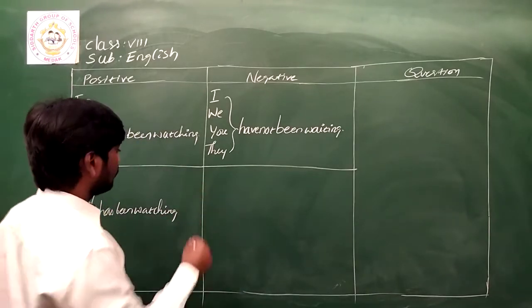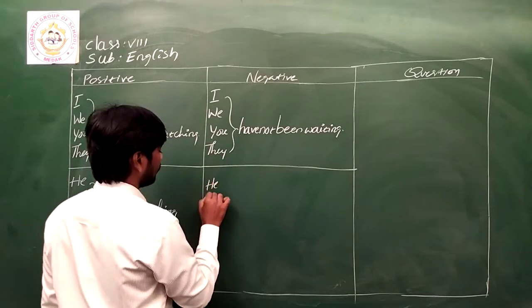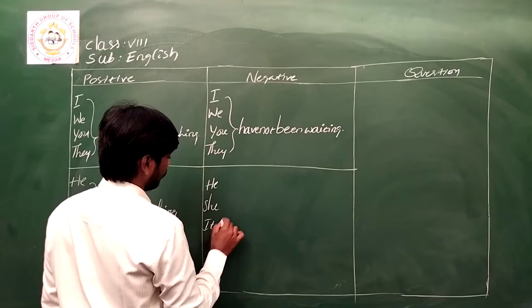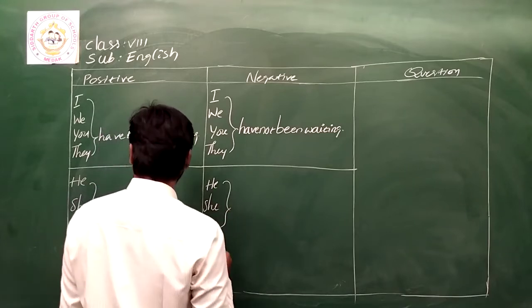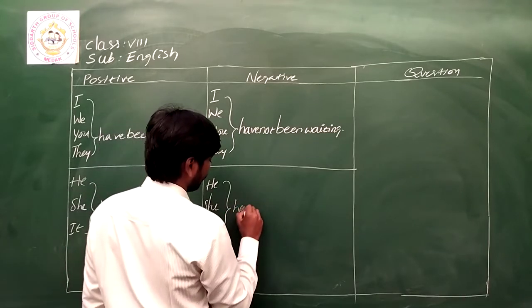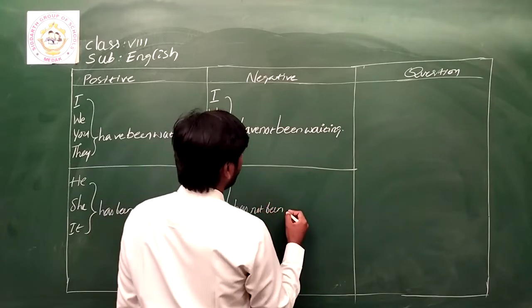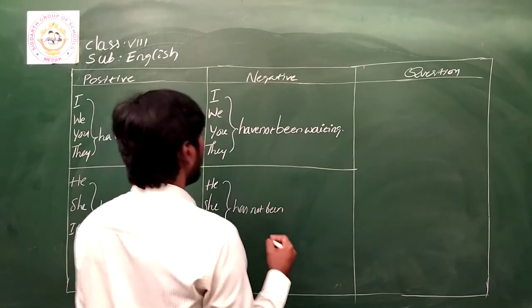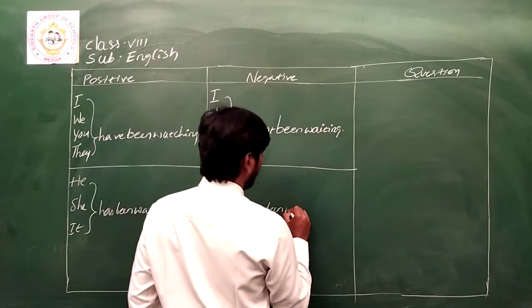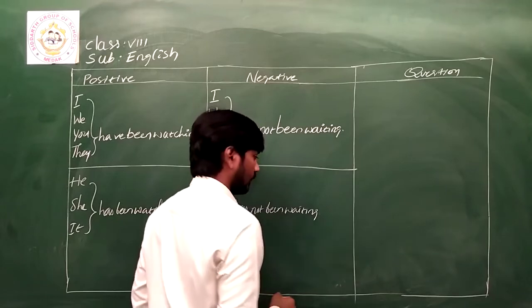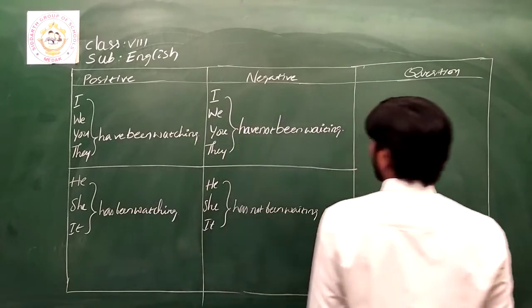Next one, third person singular. Has. It has not been waiting. Okay, waiting I use, no? Okay, waiting. Okay, complete. And question form, children.